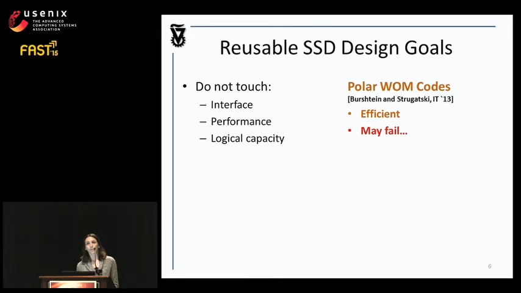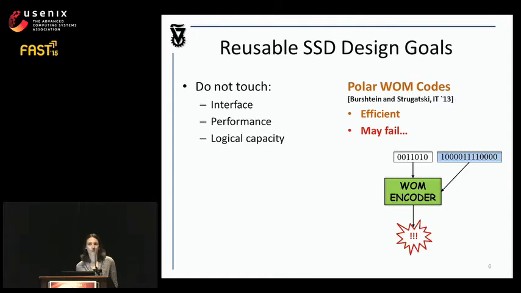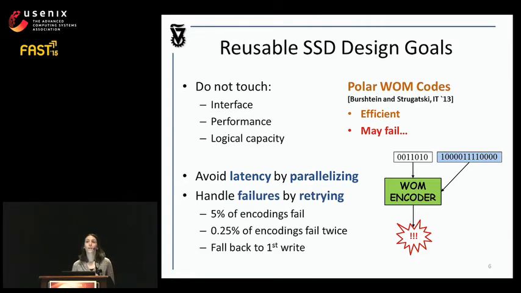Now, this trade-off comes at another cost, which means that these codes can sometimes fail. What does a failure mean? It means that every once in a while we will have a target physical page and a logical data page that the user is going to write that cannot be written on this page. The WOM encoder will just produce an output that has some ones in the wrong places that cannot be written on the physical page. So our design has to handle those things. We will handle latency by parallelizing, and I'll show you this in a minute. And we'll handle the failures by retrying.